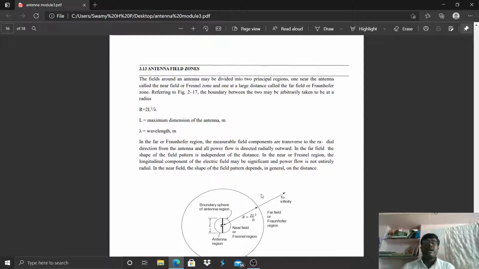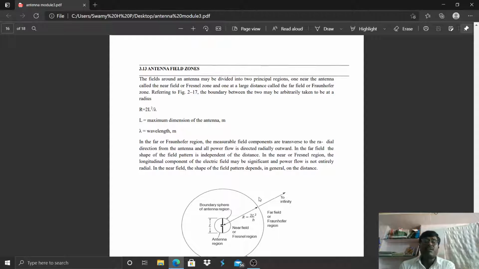The fields around the antenna may be divided into two principal regions. One near the antenna, called the near field or Fresnel zone, and the second, at a large distance, called the far field or Fraunhofer zone. The boundary between these two may be arbitrarily taken to be at a distance r equal to 2L square divided by lambda, where L is the maximum dimension of the antenna in meters and lambda is the wavelength in meters.